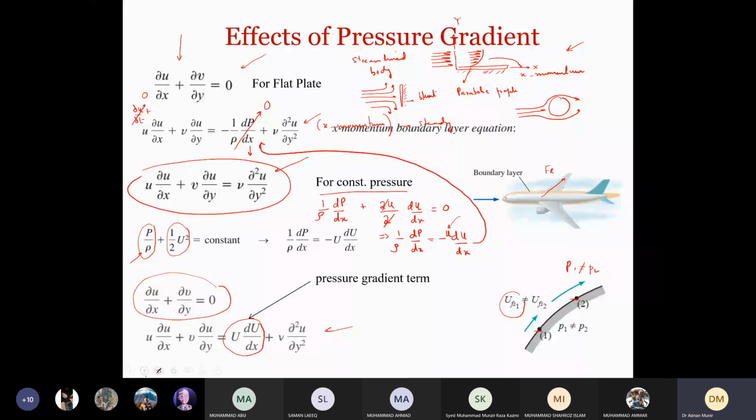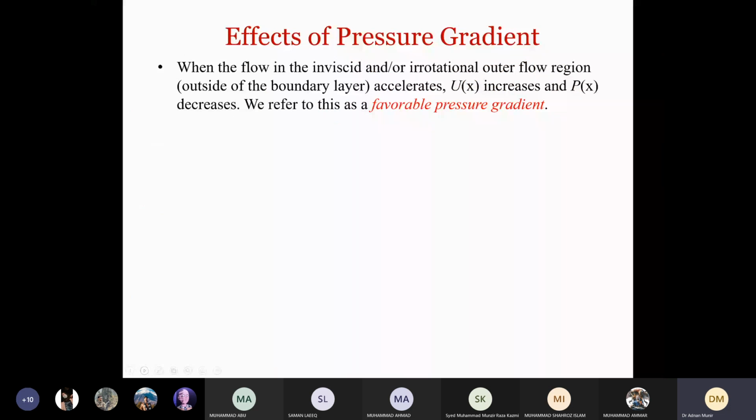Now when the flow is in the inviscid or irrotational outer flow region outside of the boundary layer, I'll just read this and then I'll show you a very interesting video in which it will be clear to you. When the flow in the inviscid or irrotational outer flow regime outside the boundary layer accelerates, ux increases and px decreases. We refer to this as a favorable pressure gradient. Now if you look at this flat plate, we have this incoming flow coming in this direction.